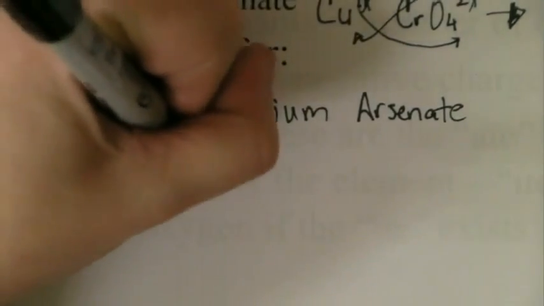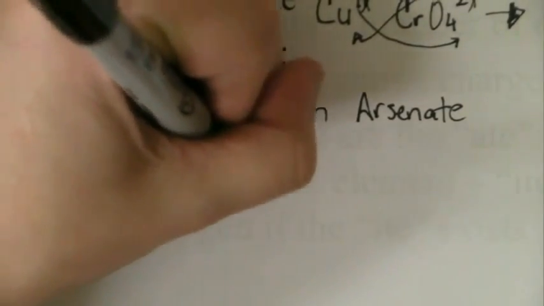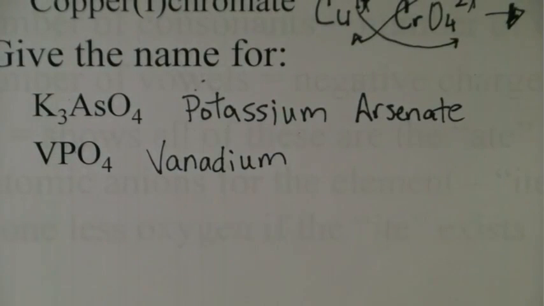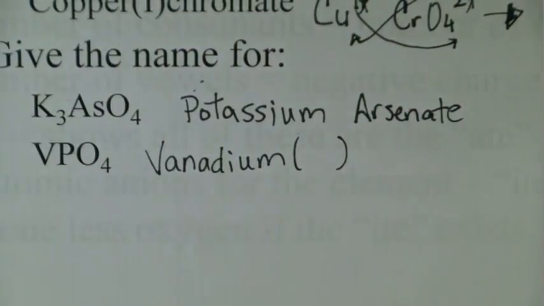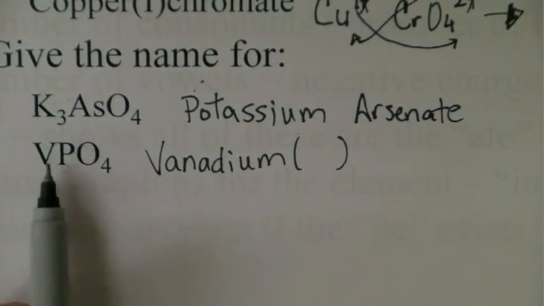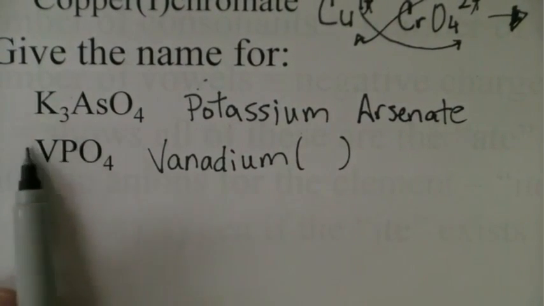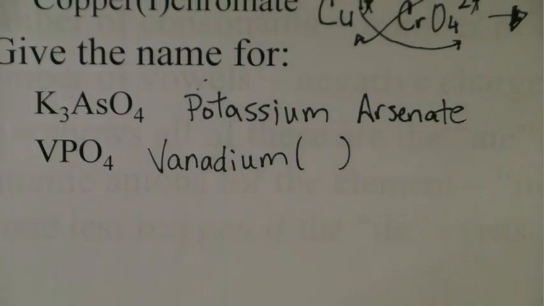VPO4. So I know V, maybe you know V at this point, is vanadium. And hopefully you're already thinking, oh, vanadium, that doesn't sound familiar. It's probably a transition metal, and that would mean Roman numerals. You need to figure out which vanadium was used here. Use what you know about phosphate to figure out what you need to know about vanadium.